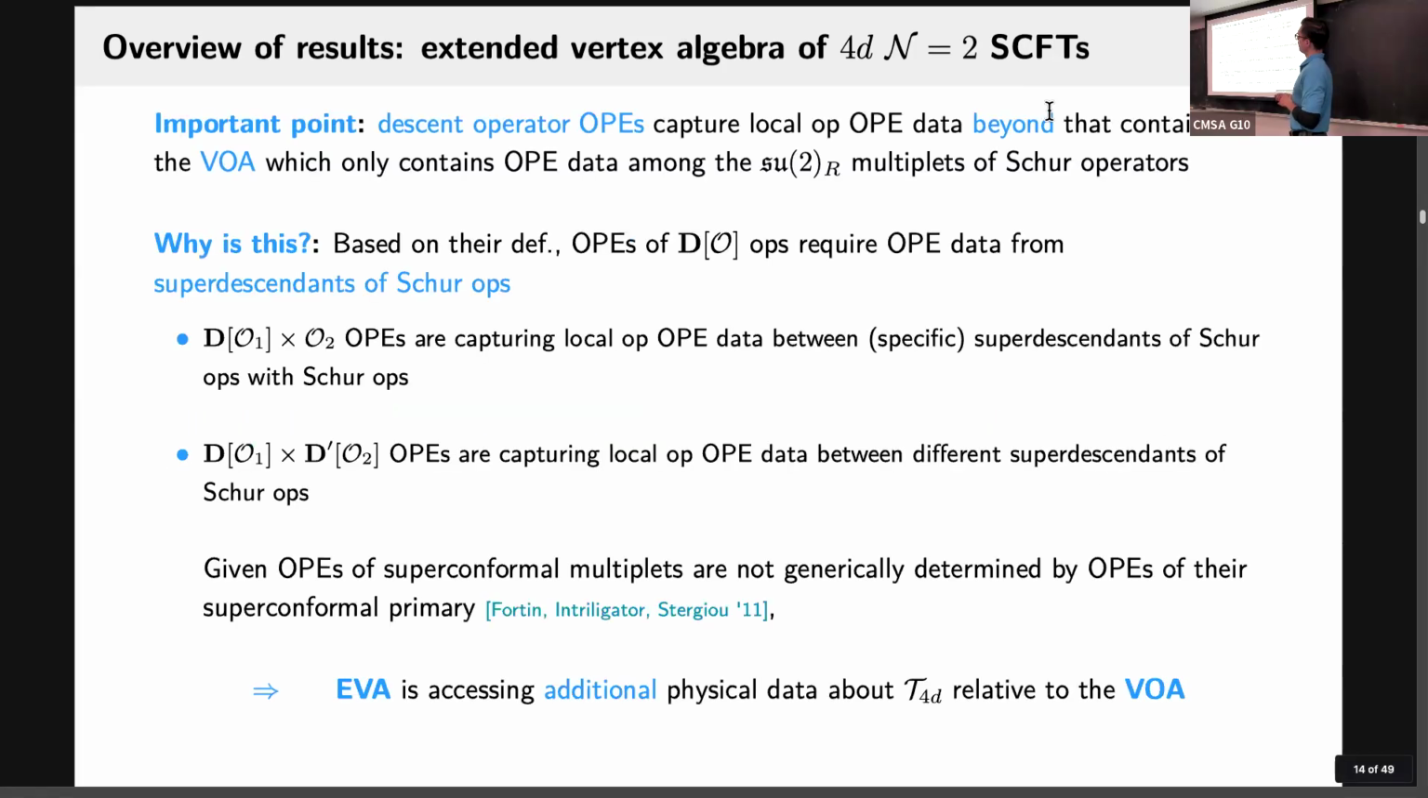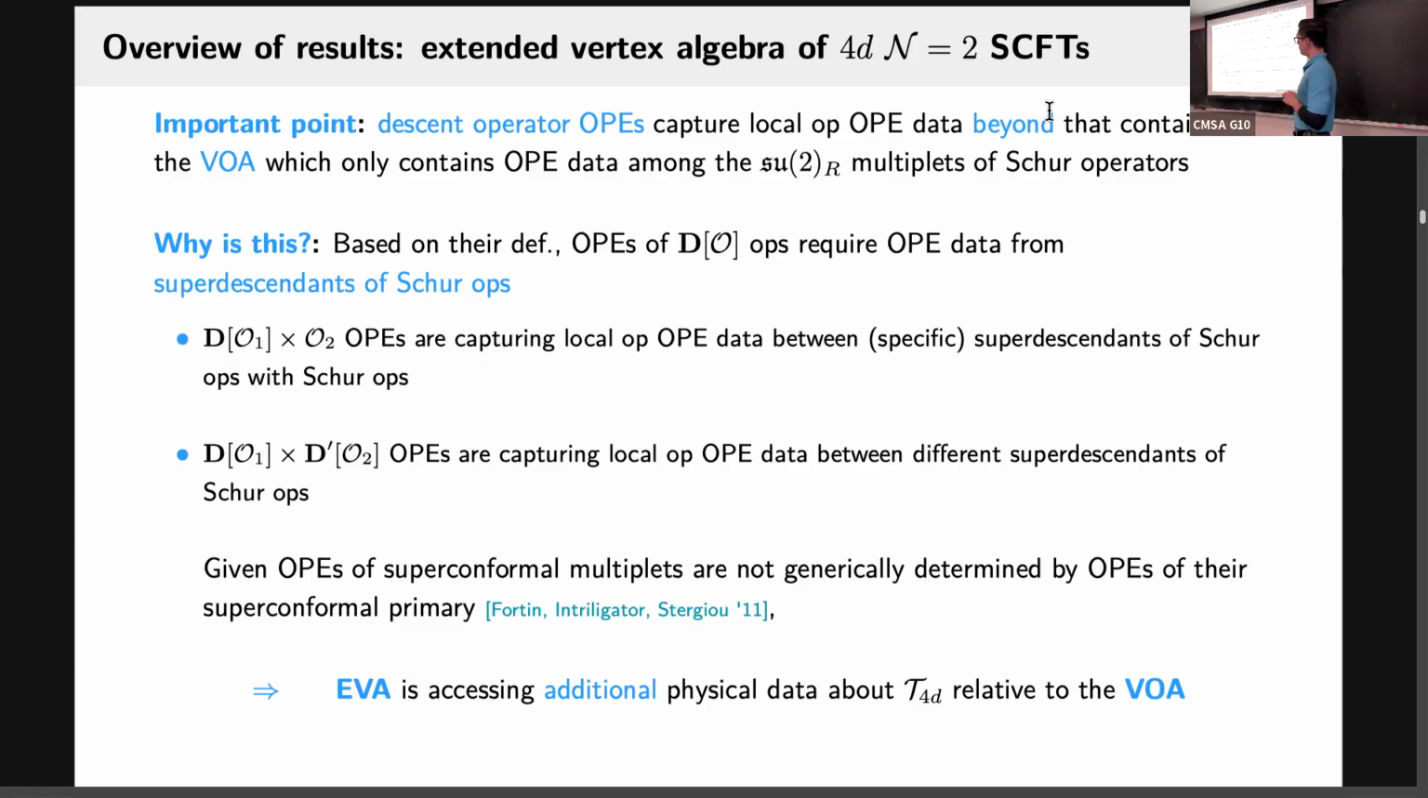But the reason for this is the following. Based off the definition of these descent operators, their OPEs essentially require OPE data, not from Schur operators, but from their superdescendants. And in particular, if we're looking at the OPEs for a descent operator with a Schur operator, it's going to require us to consider the local operator OPE data between very particular superdescendants of Schur operators with Schur operators. And in the case of a descent-descent OPE, it's going to require us to understand the local OPE data between these different superdescendants of Schur operators.